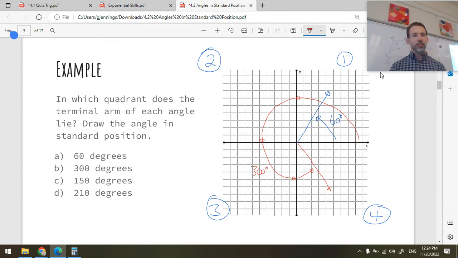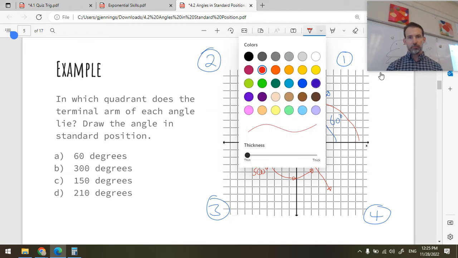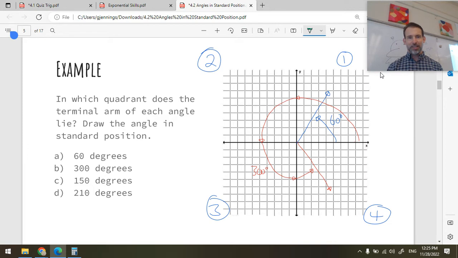All right, 150 degrees. In quadrant 2. How do you know, Caden? It's between 180 and 90. Yeah, it's between 180 and 90. So I go over here. There's 90, and I need to go another 60. So it's something like that. And then there, that would be my 150-degree angle. 150 or so. Good. So that's in quadrant 2.